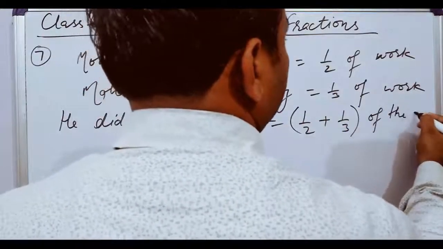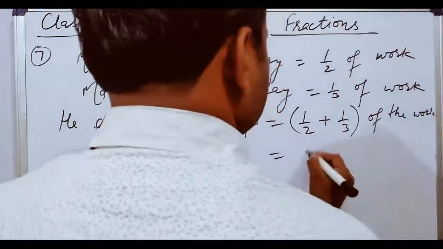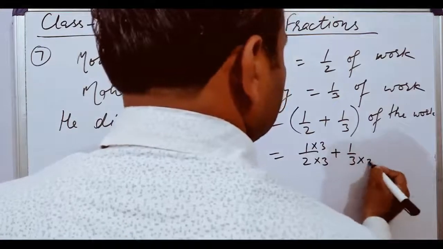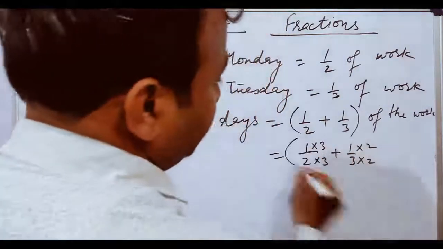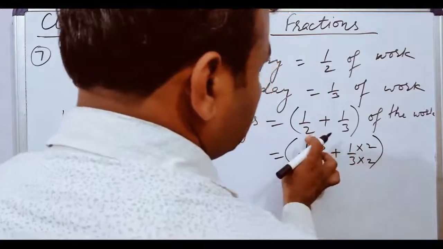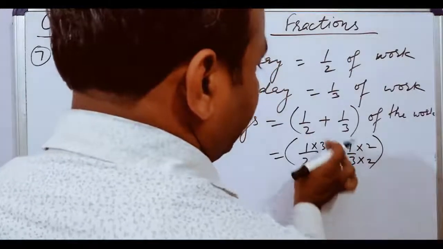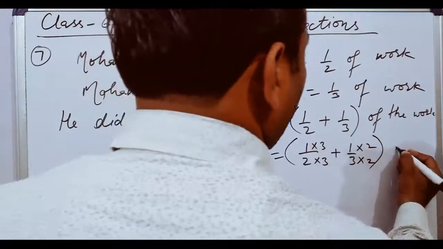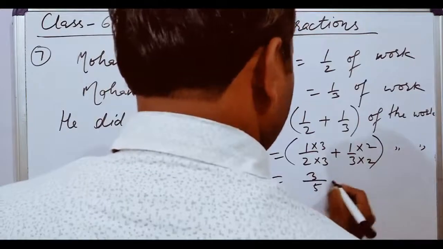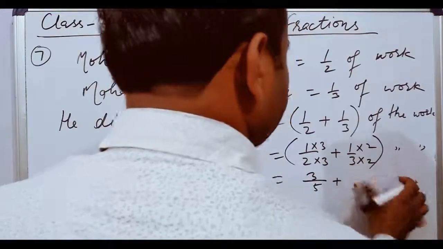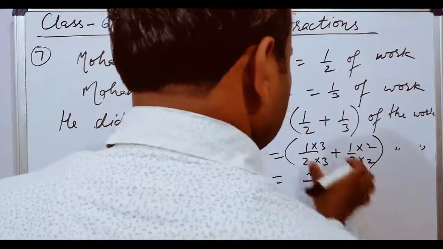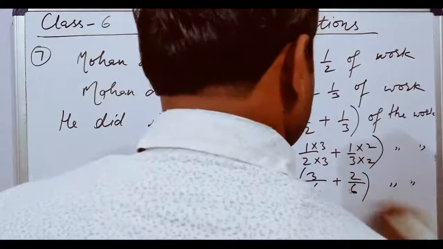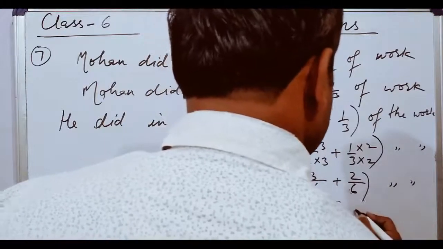Of the work means we can make the denominator same. To make the denominator same, multiply 1/2 by 3 up and down, then it will be 3/6, and multiply 1/3 by 2 up and down, then it will be 2/6 of the work. It is 3/6 plus 2/6, which is 5/6 of work.